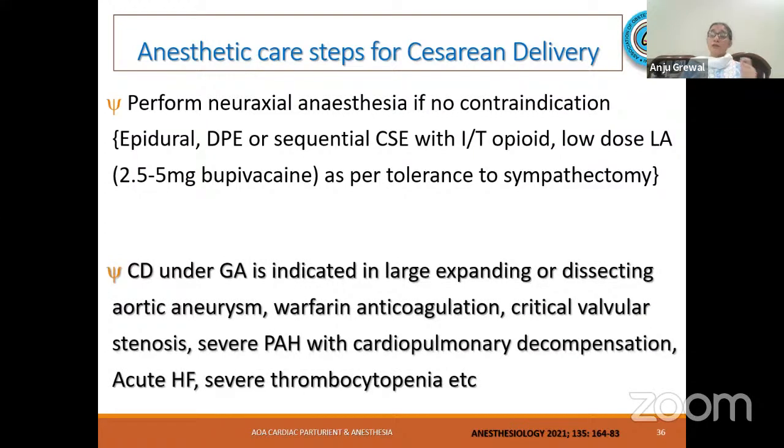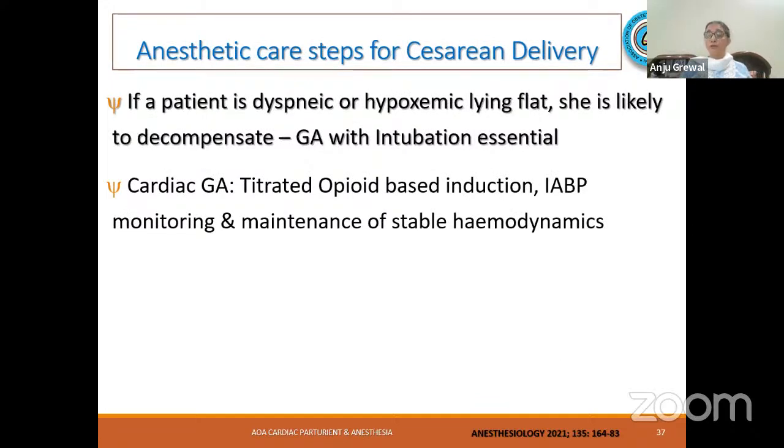In conditions where a cesarean delivery needs to be done under GA, you have to be careful, and you have to know what are those conditions where a cesarean delivery for these mothers would be done under GA, and that is a large expanding or a dissecting aortic aneurysm. Your patient is on warfarin anticoagulation, or the anticoagulation is going on, and you do not have those timelines to put in a safe neuraxial anesthesia, so you would go in for a general anesthesia. A critical valvular stenosis, severe pulmonary arterial hypertension with cardiopulmonary decompensation, acute heart failure, and severe thrombocytopenia. Some of the indications where you would go in for a delivery by a cesarean route under general anesthesia. So these are some of the conditions where you would go in for general anesthesia.